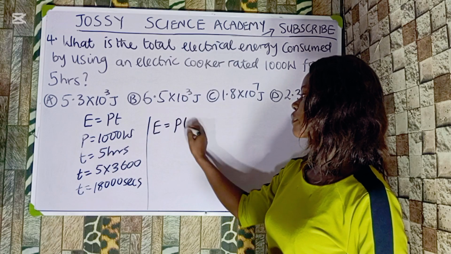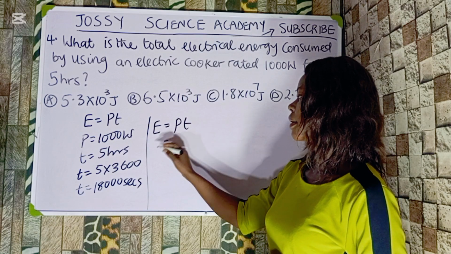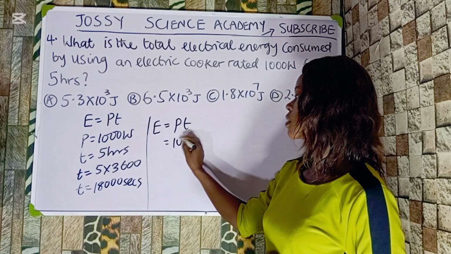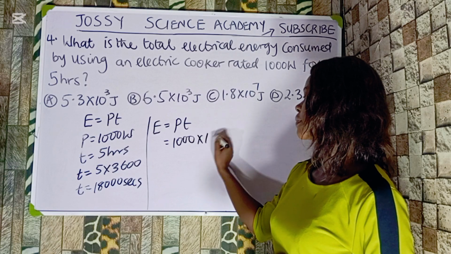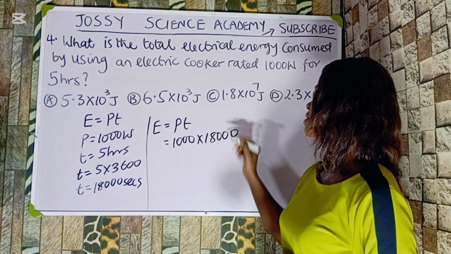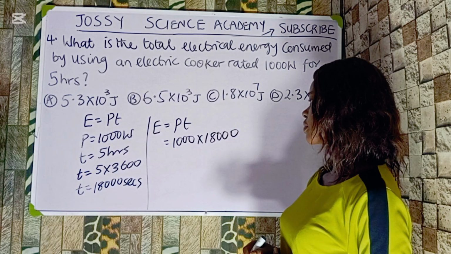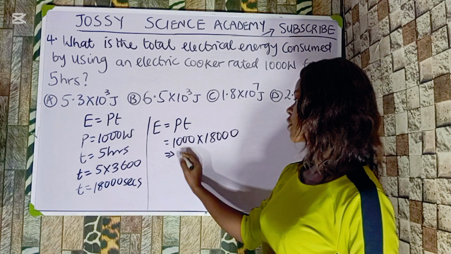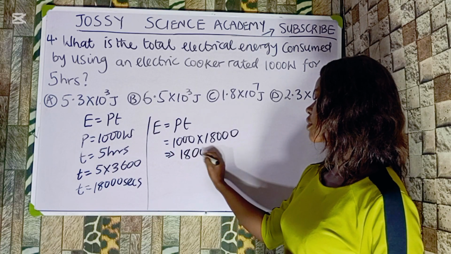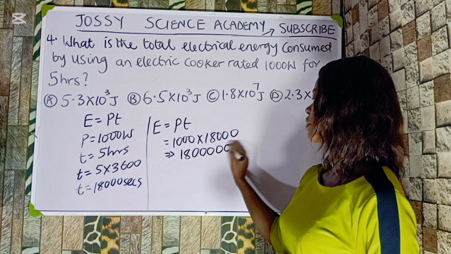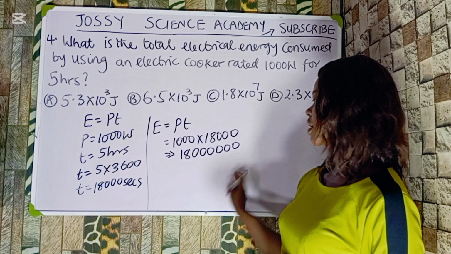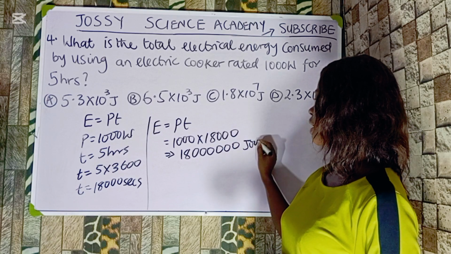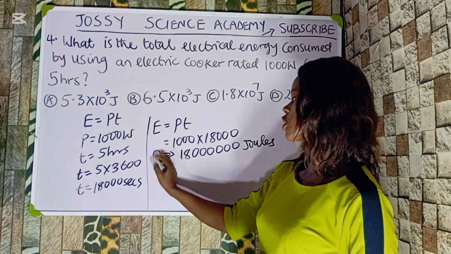Let's solve for our energy. Energy is what? PT. What is my power? My power is 1000 multiplied by 18,000 seconds, right? Now by the time you multiply, it's going to give me 18,000,000, right? Okay, now this is what? Energy. Energy is measured in joules.